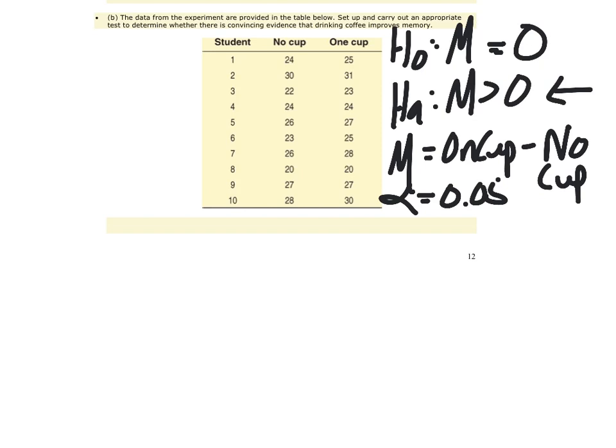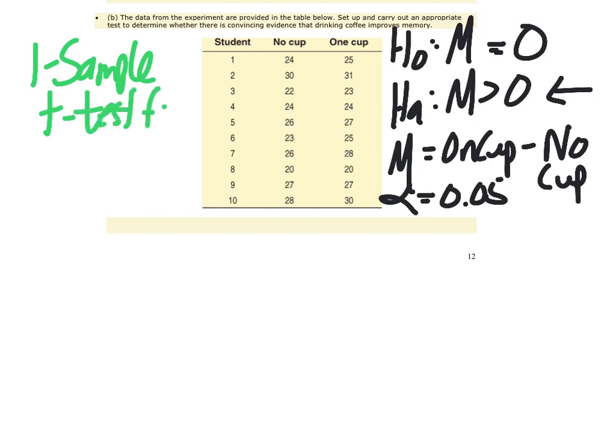Now, let's do the plan. For the plan, at this time, I am going to state what I'm going to do. We are going to perform a 1 sample t-test, since this is the mean, and this is for the difference of means. And then we're just going to go ahead and check our conditions.